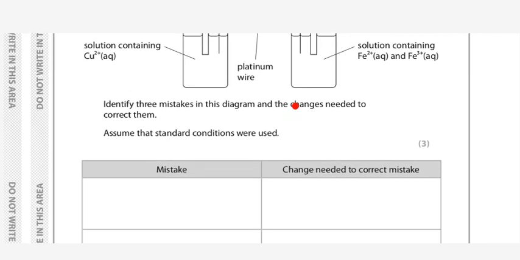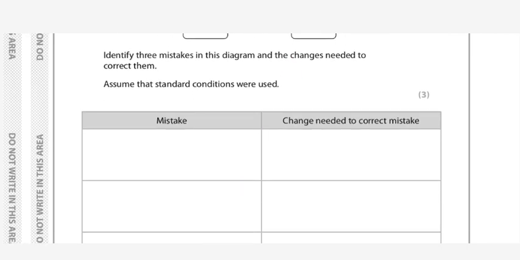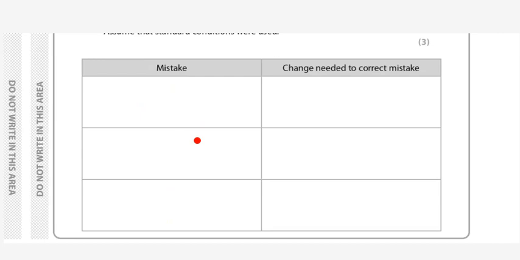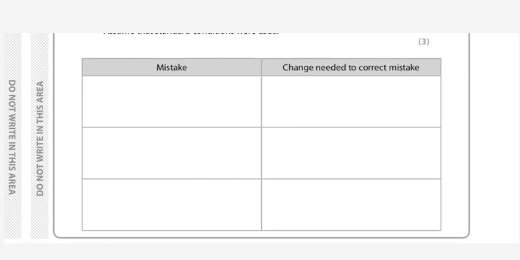Identify 3 mistakes in the diagram and the changes needed to correct them. So mistake number 1 is what? The platinum wire is used instead of the salt bridge. Platinum wire is used, an obvious mistake, instead of the salt bridge. What's the correction? Filter paper soaked in potassium nitrate should be used.